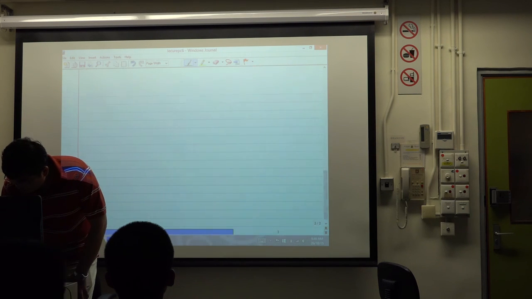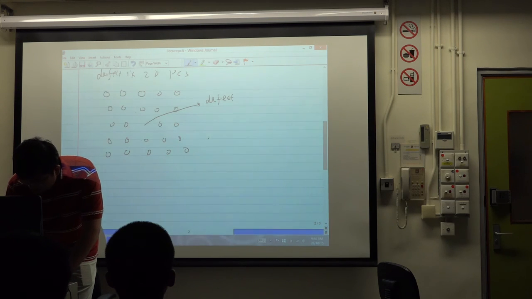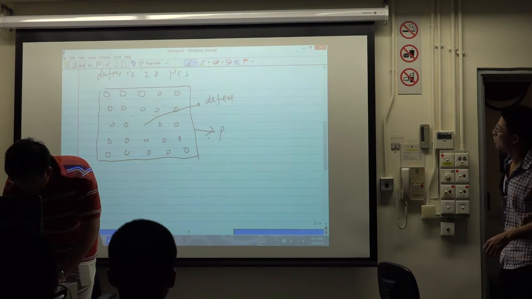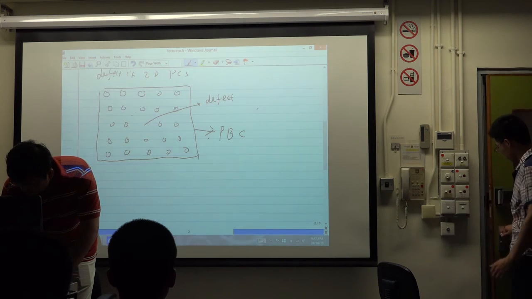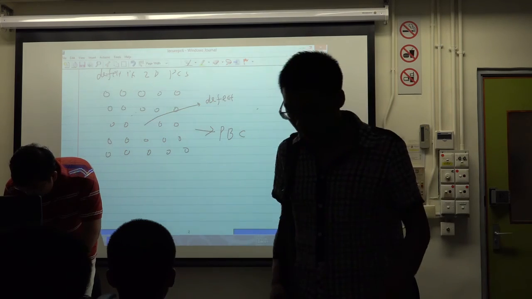Why do you do this Brillouin zone? Because here, this is a periodic boundary condition. This is a periodic boundary condition, we call it PBC, and this is the boundary.